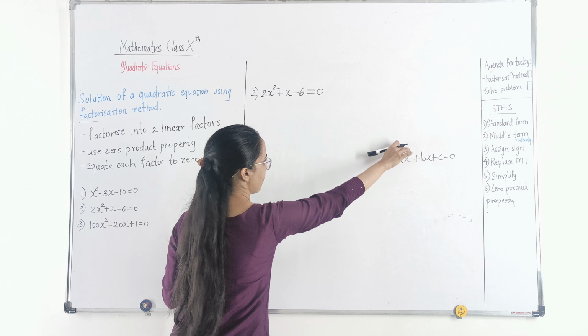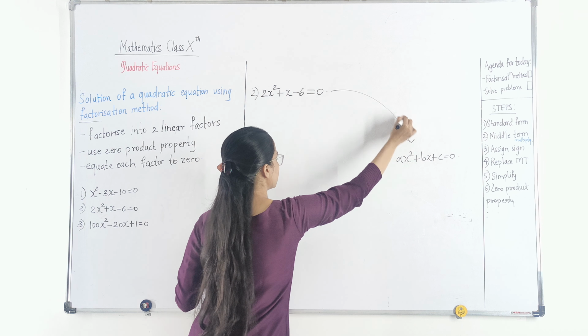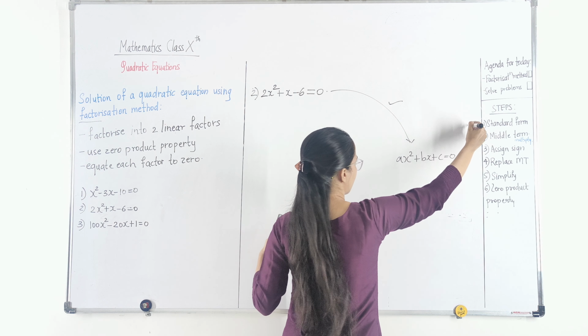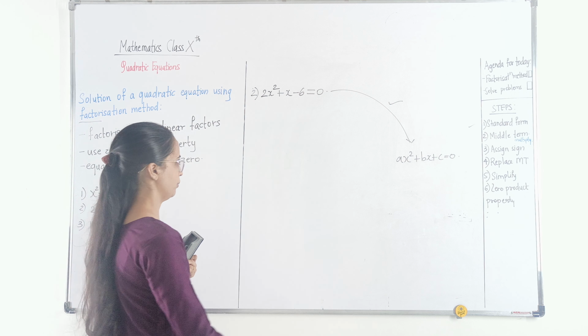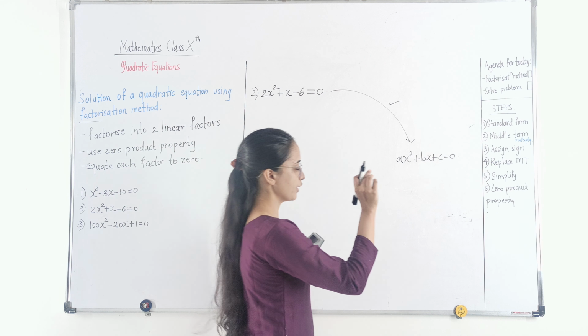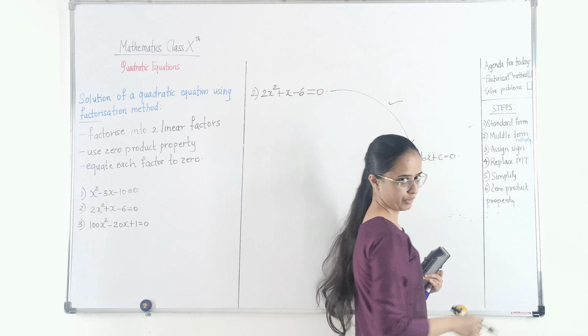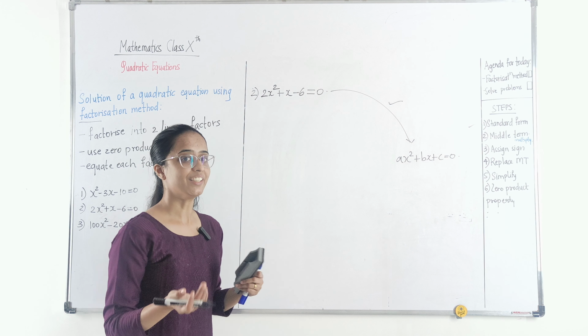Again, if you try to compare it with the standard form, yes, it is in the standard form. So step number 1 is done for this problem. Now let us try to focus on the middle term. For the middle term, first you need to multiply something so that you would get its factors.